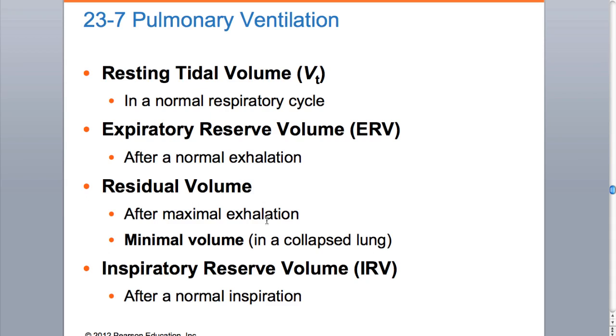Now, why is residual volume so important? Because if residual volume goes up, you're going to have more stale air left in your lungs that does not undergo gas exchange. Now, the tendency is that as you grow older, you'll actually increase your residual volume because you're not going to be able to get all that air out. And it's stale air that's not been replaced. And you know stale air is like stale water, not good.